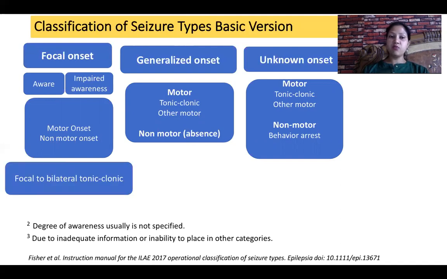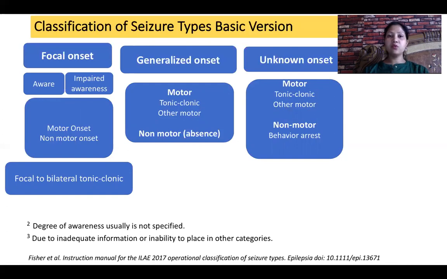Next is focal to bilateral tonic-clonic seizure. Previously, we used the term focal with secondary generalization. But this term is obsolete in this new classification, and we have to use uniformly the term focal to bilateral tonic-clonic seizure. It is used to differentiate from a generalized onset seizure.